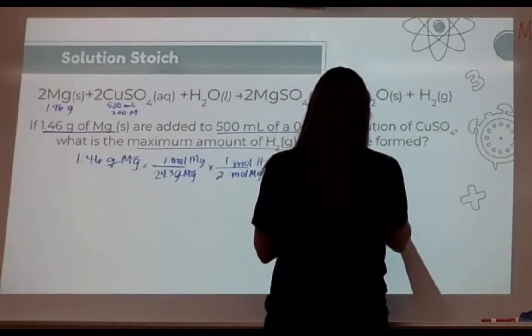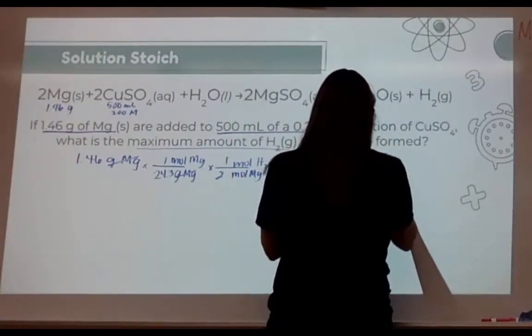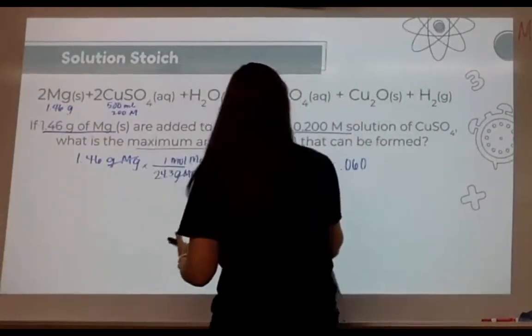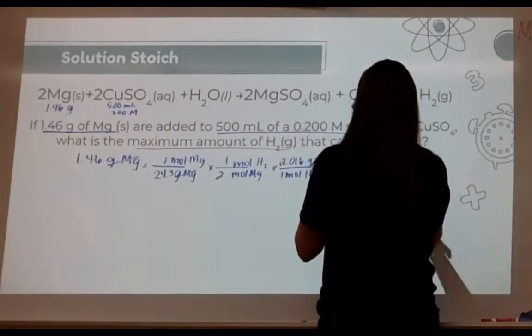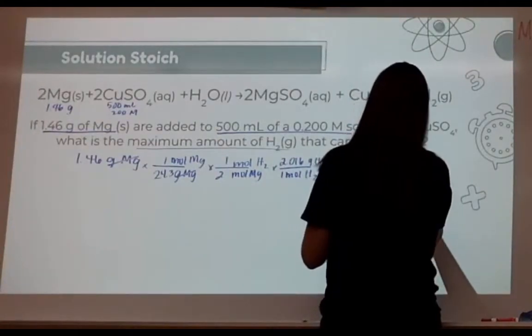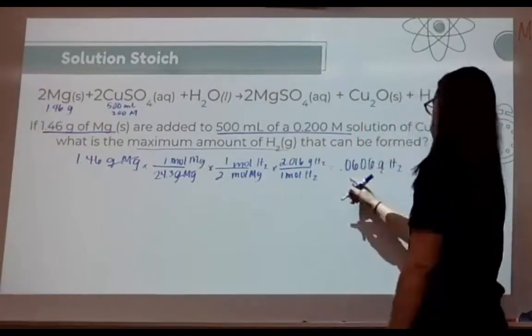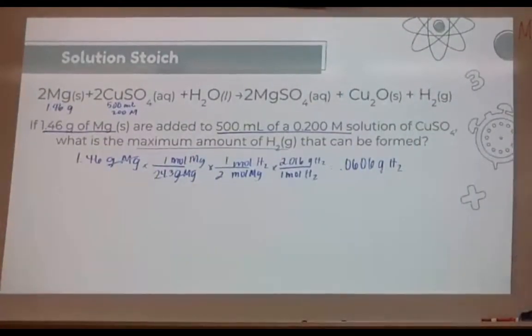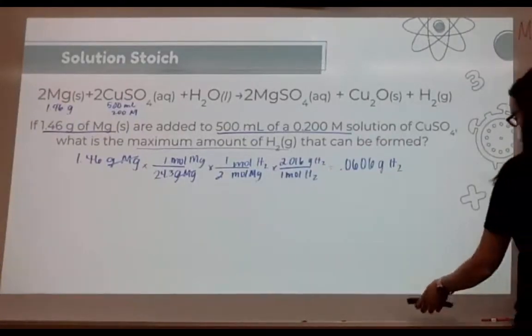I got 0.06. Let's assume there's a decimal here, so we keep it to 3 sig figs: 0.0606 moles of H2. This leading zero is not significant; everything else is. So based on the amount of magnesium, we would produce 0.0606 grams of H2.